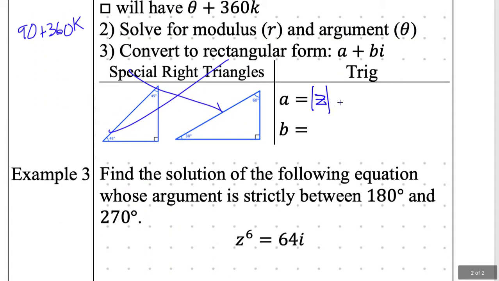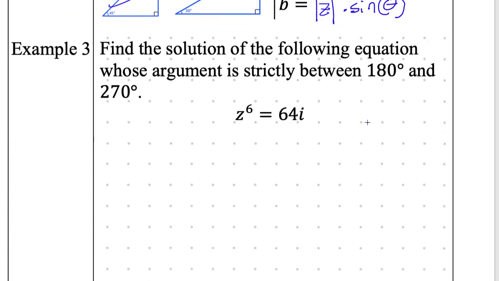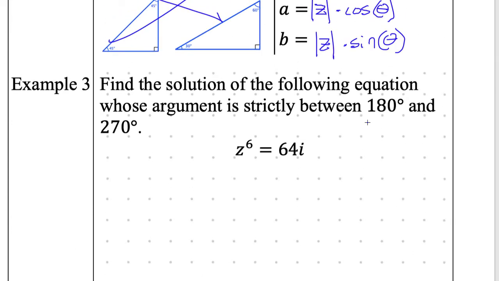The absolute value of z times cosine of theta, absolute value of z times sine of theta. I will do example 3, and that will be it. So I'll do example 3 tonight. I'll have it done. I want to get it done after school. I'll probably get it done around 2 o'clock, I'm guessing.